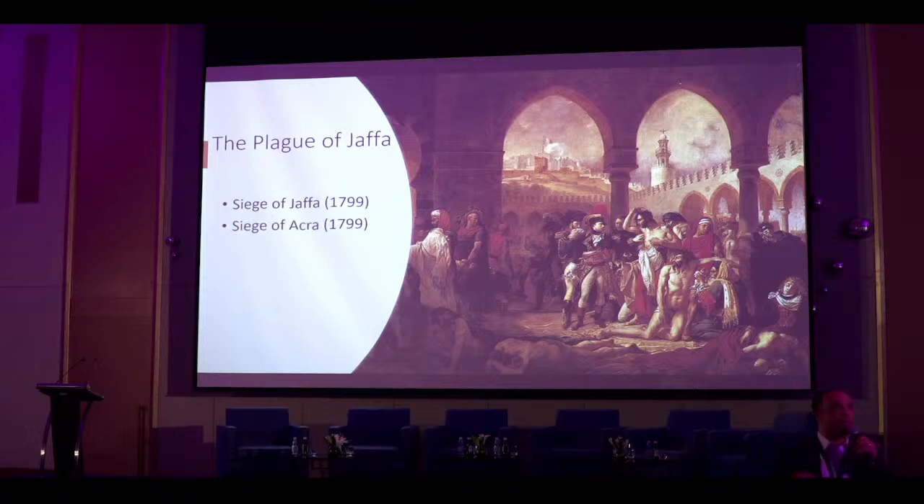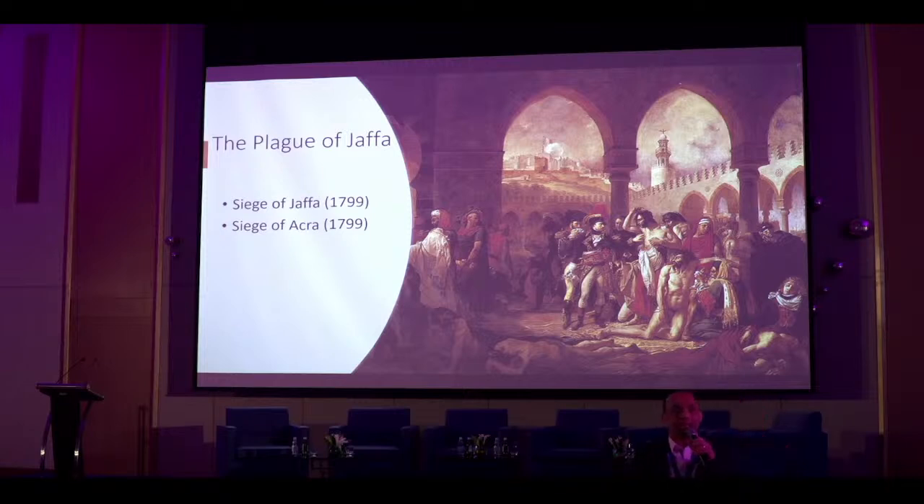When Napoleon moved to Accra, he tried to invade Accra, but he failed because of the siege of Accra, the walls, the fences of Accra. It was a very, very well constructed castle in Accra, so he couldn't invade Accra.